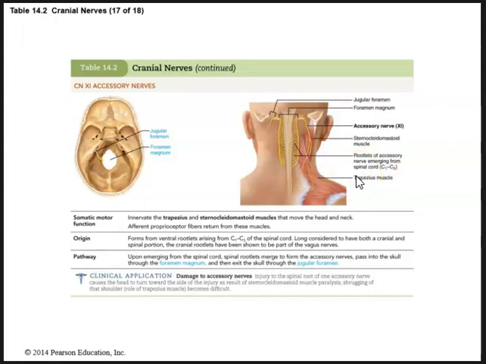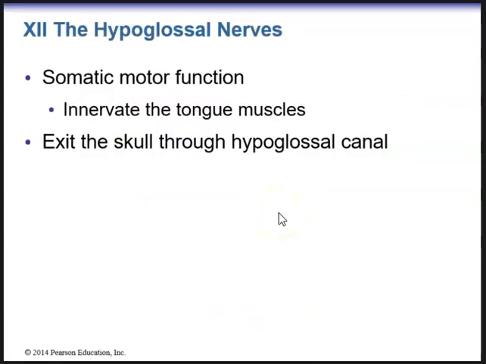Injury to the accessory nerves causes the head to turn toward the side of the injury as a result of paralysis of the sternocleidomastoid muscle. The patient will have problems with shrugging the shoulders, and that would be due to lesions or damage to the accessory nerve. The last cranial nerve is the hypoglossal nerve.